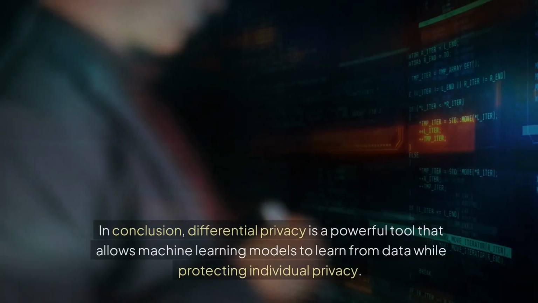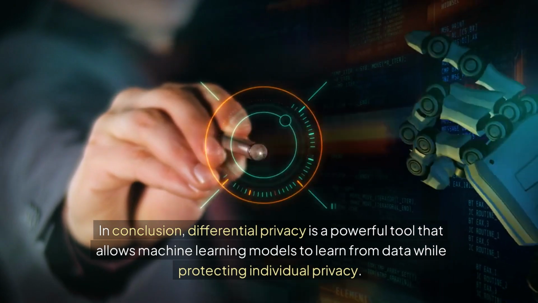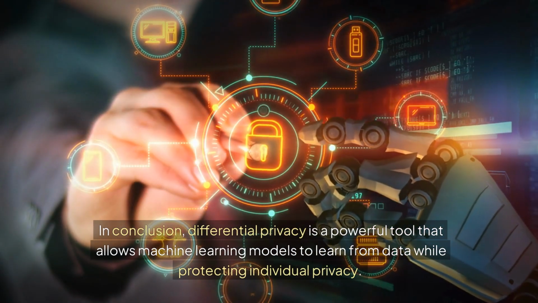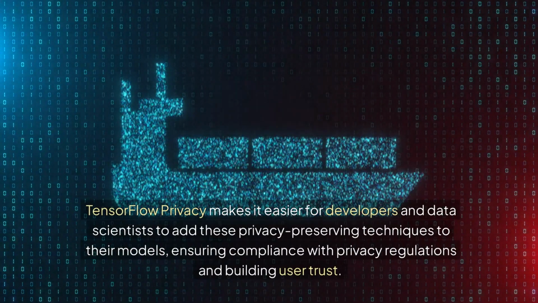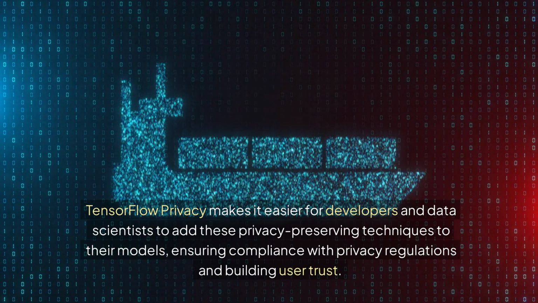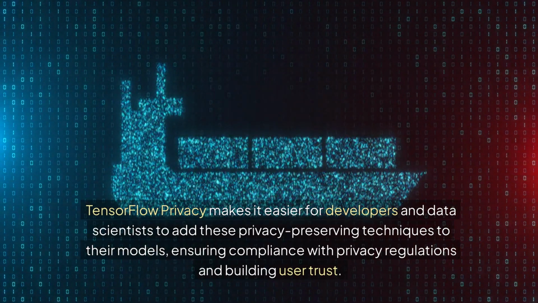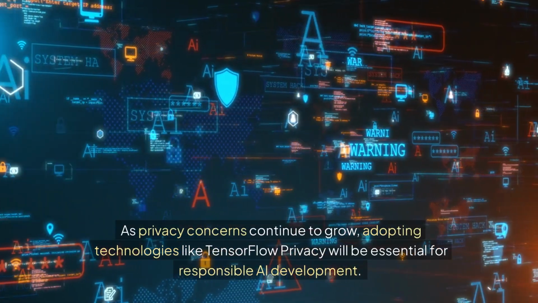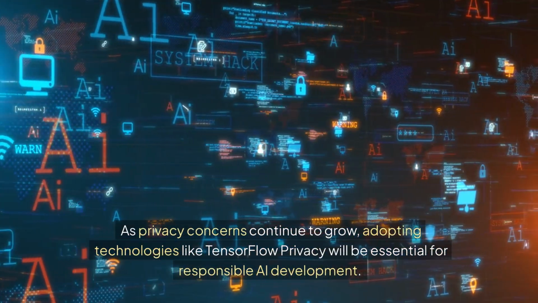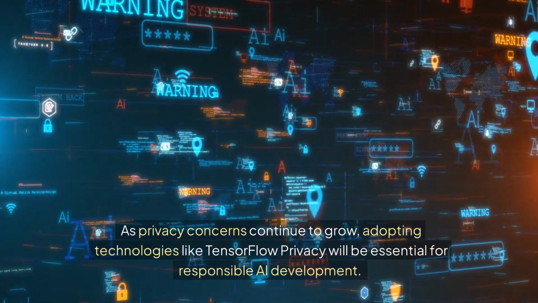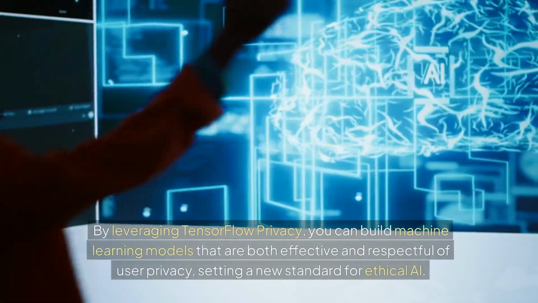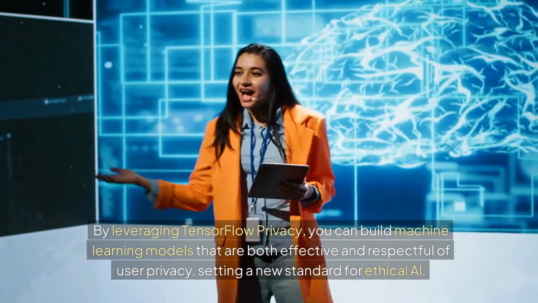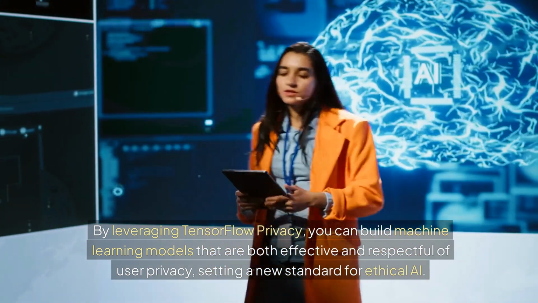In conclusion, differential privacy is a powerful tool that allows machine learning models to learn from data while protecting individual privacy. TensorFlow Privacy makes it easier for developers and data scientists to add these privacy-preserving techniques to their models, ensuring compliance with privacy regulations and building user trust. As privacy concerns continue to grow, adopting technologies like TensorFlow Privacy will be essential for responsible AI development. By leveraging TensorFlow Privacy, you can build machine learning models that are both effective and respectful of user privacy, setting a new standard for ethical AI.